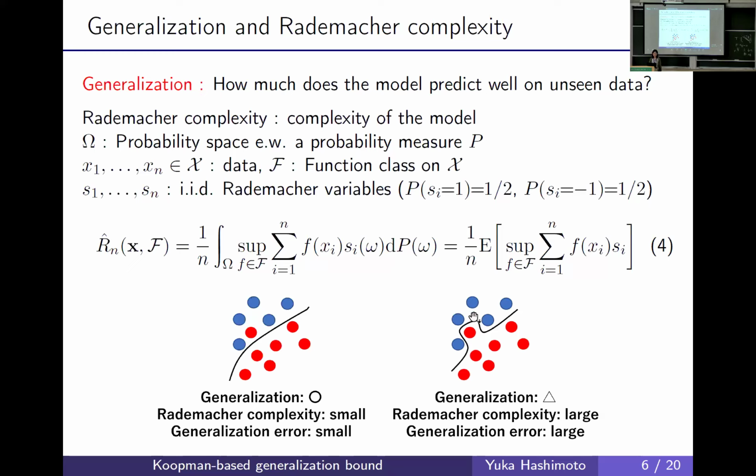But if we have new data here, if we have a new blue data like here, then this function fails to classify blue part and red part. So it means that the generalization property is not good. So in this case, the generalization is not good, but Rademacher complexity, this function is very complicated. So Rademacher complexity is large, and the generalization error is also large.